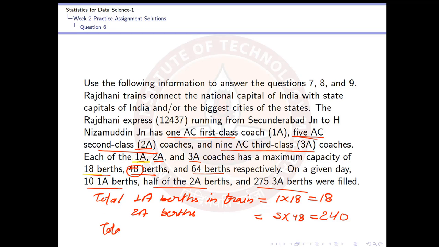And total 3A berths in the train, because there are 9 AC third class coaches and every third class coach has a maximum capacity of 64 berths. So total 3A berths will be 9 coaches, and each has 64 berths. That will be your 576 berths. 3A berths are present in the train.